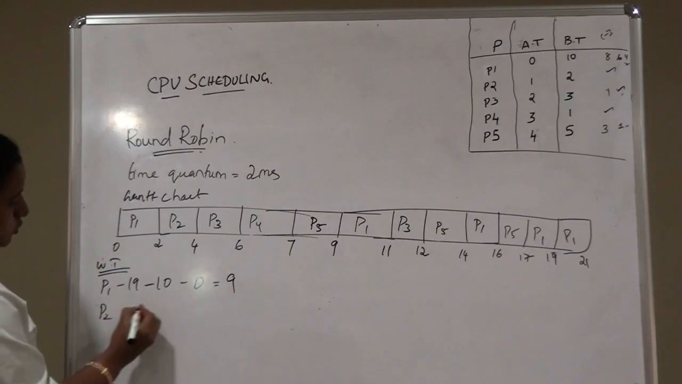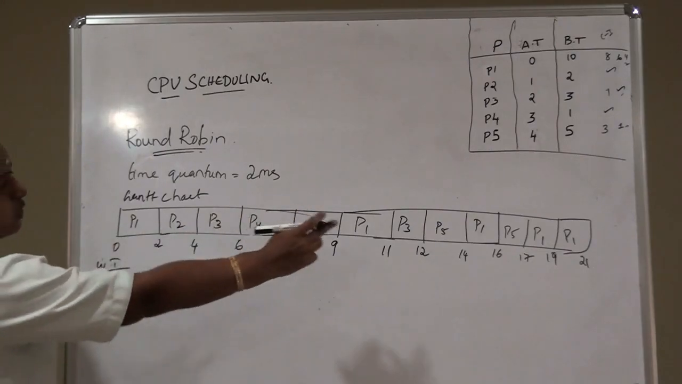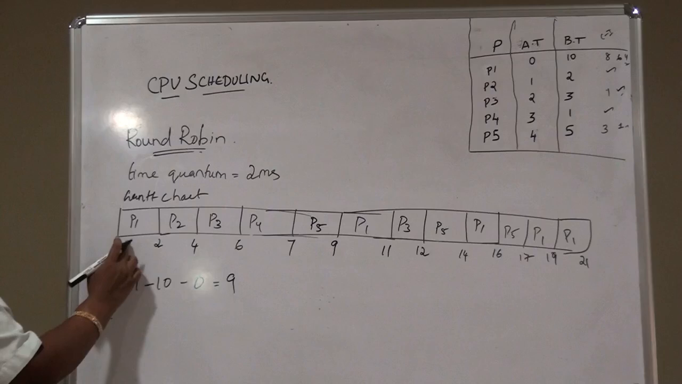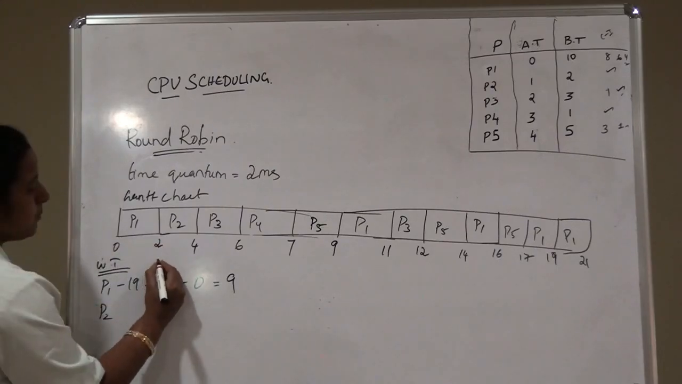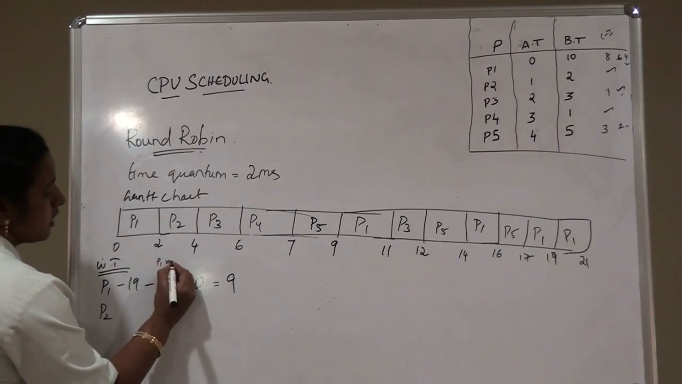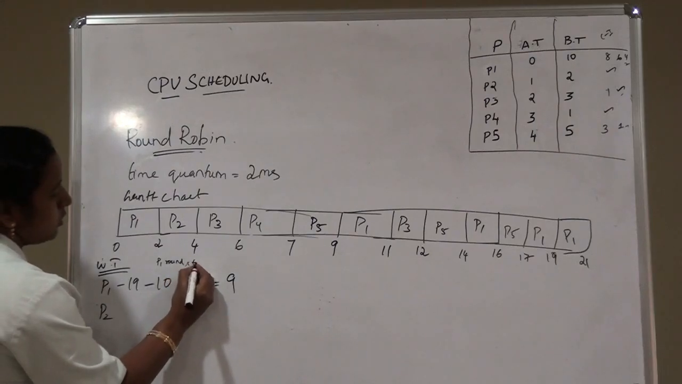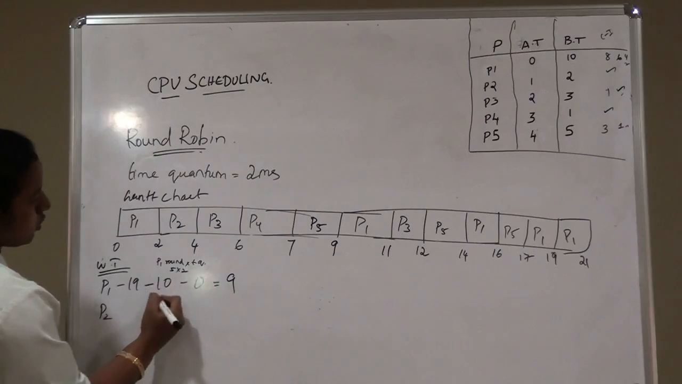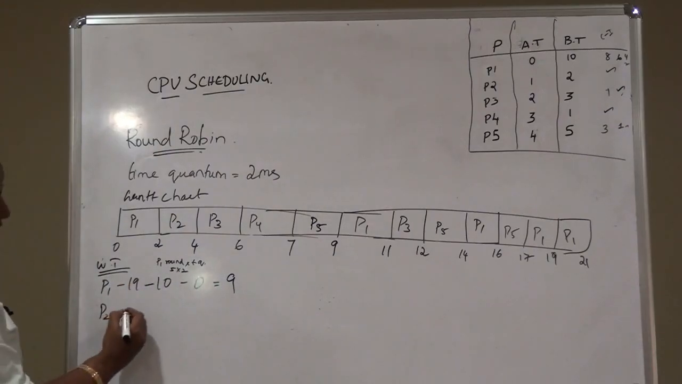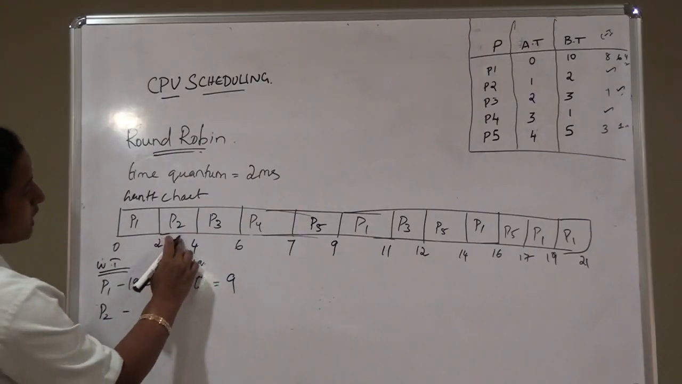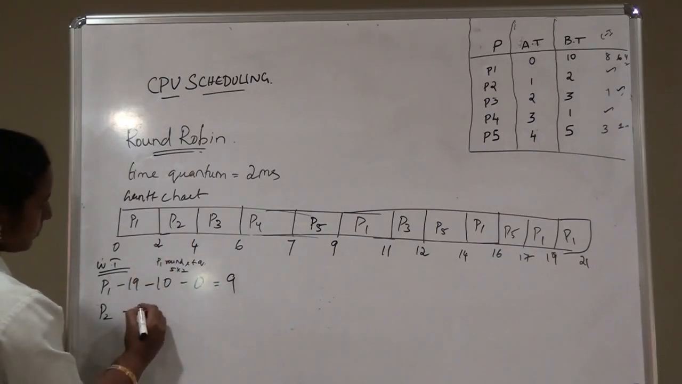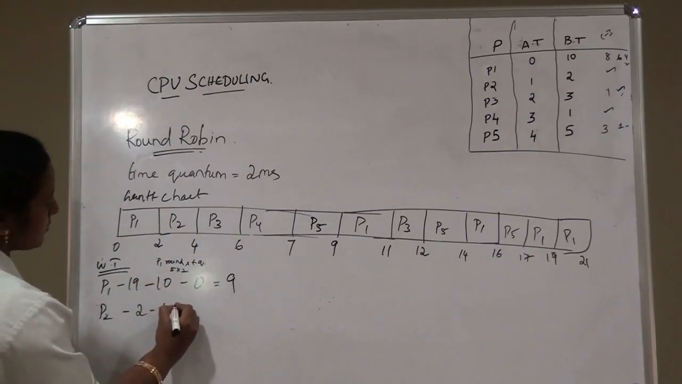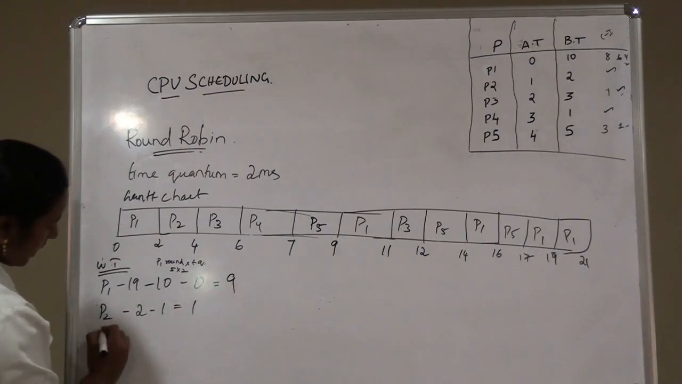Next one is P2. So this 10 is nothing but the total number of rounds of P1 that you have, into the time quantum. So here it is 5 into 2, so it is 10. Next one is P2. P2 I have traveled only once, so its waiting time is 2 minus arrival time 1. 2 minus 1 is 1.